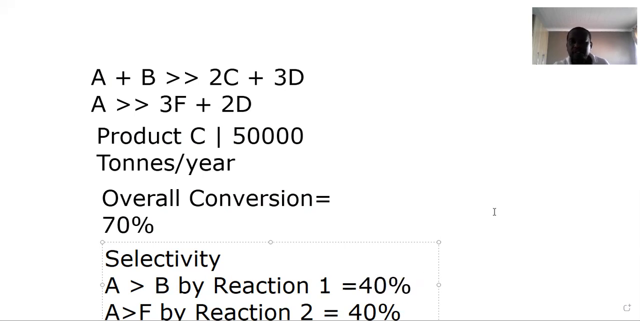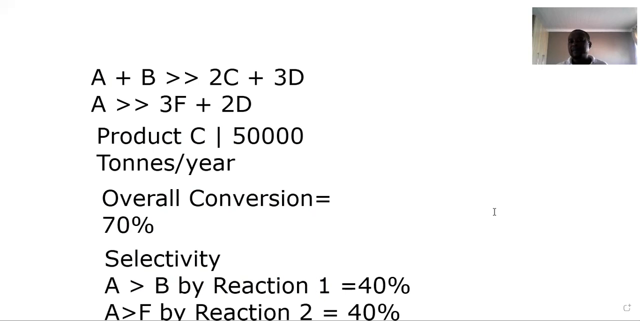If you observed my words while I was putting this together, I was saying that we've been given, we've been given. But in most cases, for your design projects, the only thing they give you is how much product they want per year. They might give you the reactions, but you might have to go find that yourself. You're not given selectivity data. You're not given conversion data. You are certainly not given those, because those are things that you have to go look for.